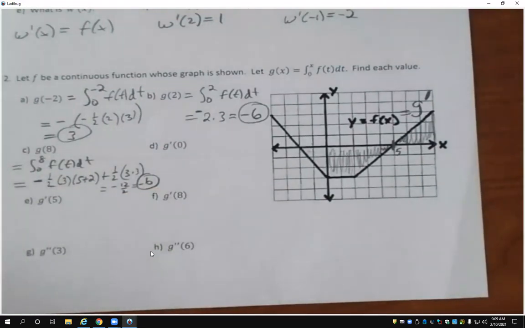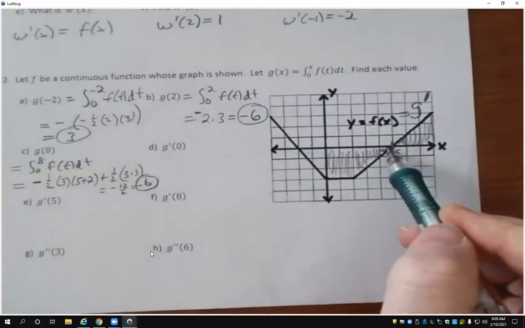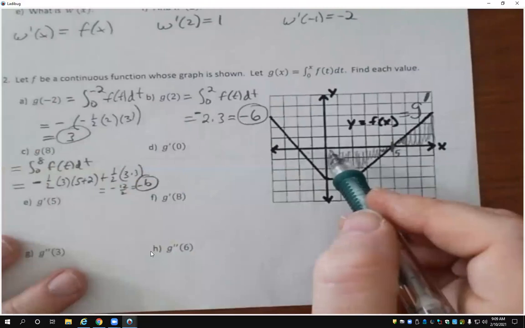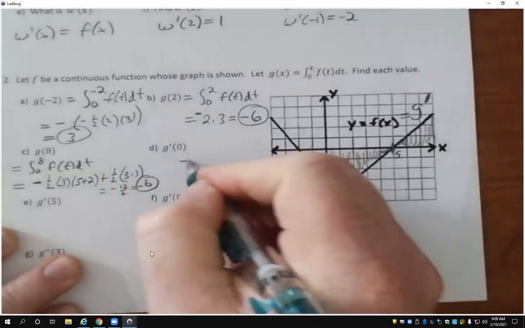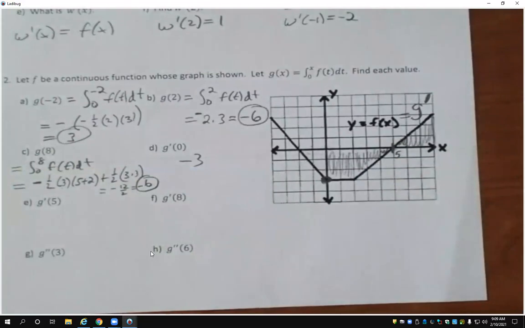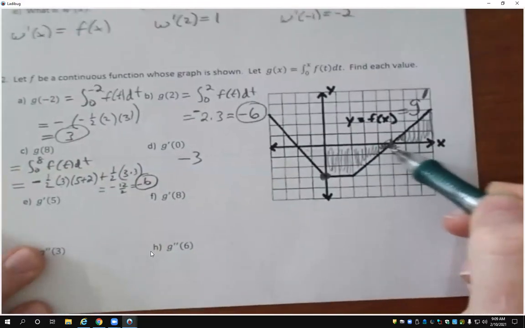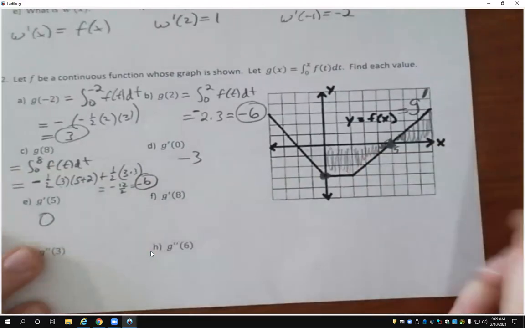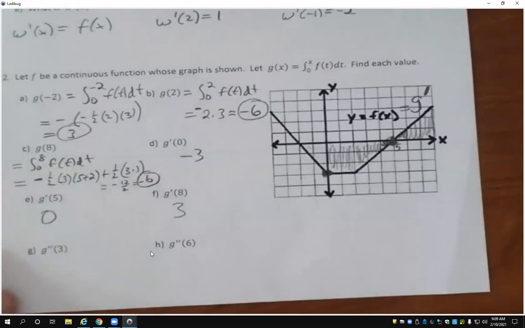D is asking for a point because this is g prime. So g prime of 0 is -3. g prime of 5 is 0. And g prime of 8 is 3.